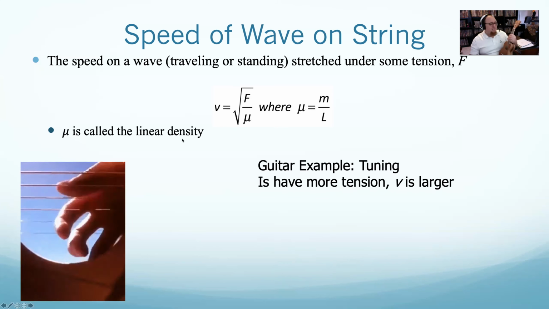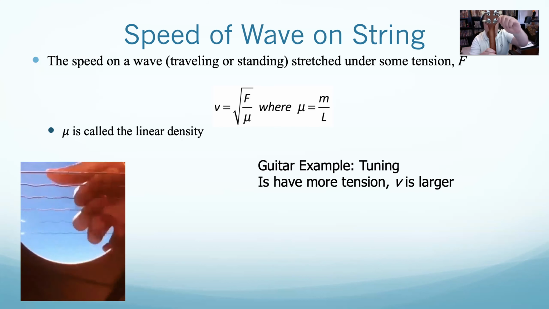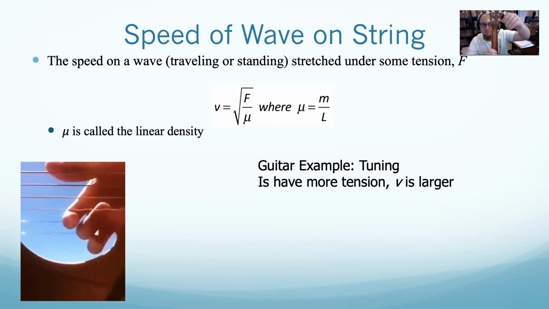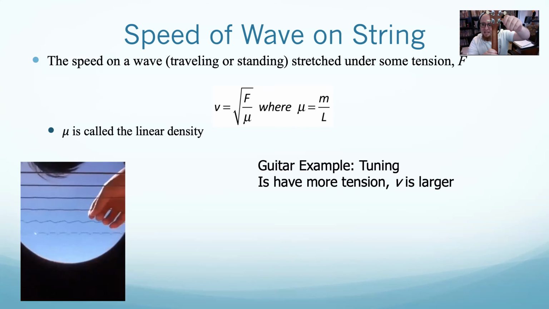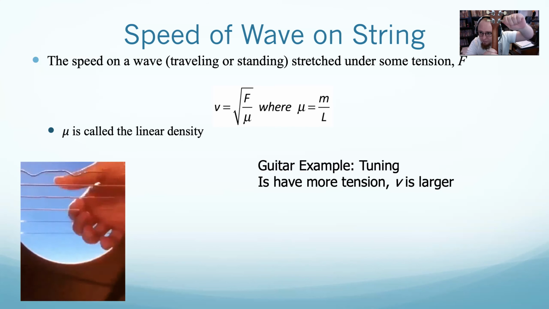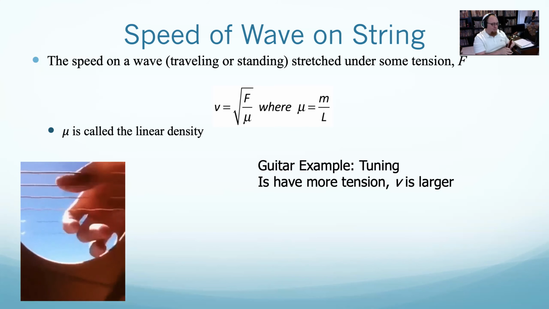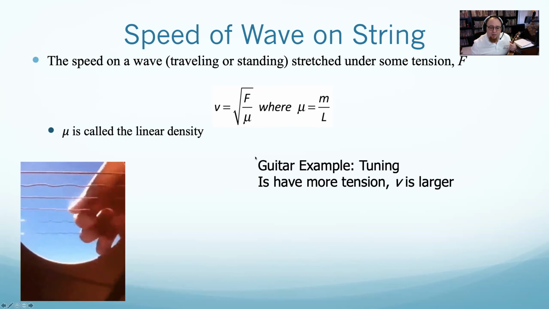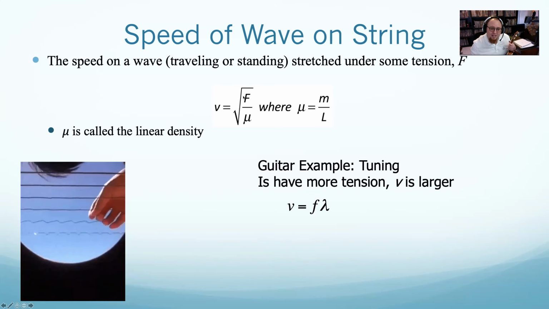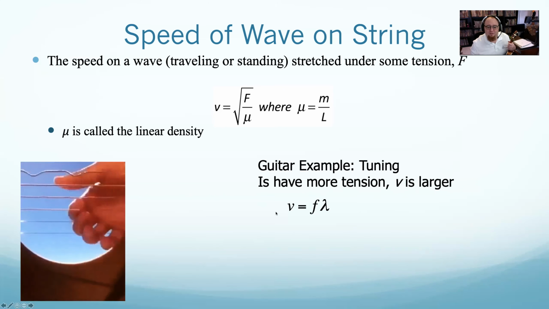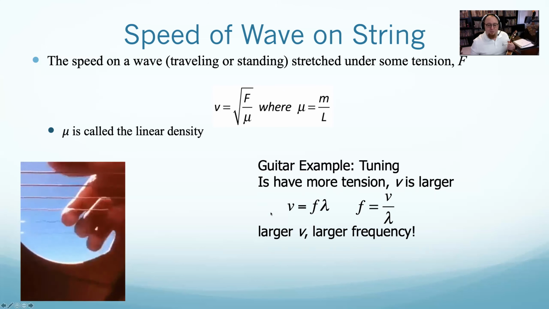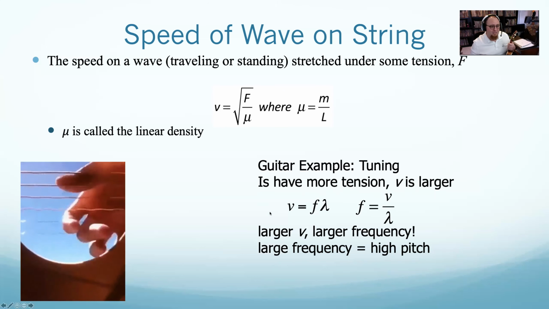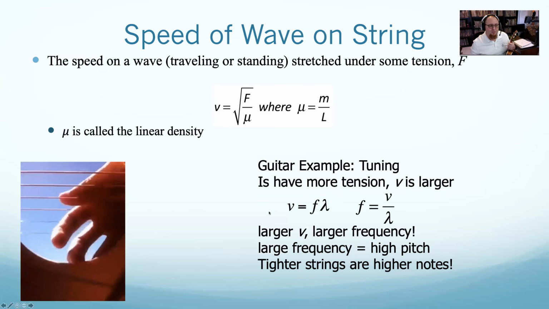If you increase the tension, which I have to have this facing me to figure out which way is increasing. Okay, let me go down a bit and make sure I don't snap a string in my face. If I increase the tension, you can hear that frequency going up. It's probably over tightened. The frequency is going up because the tension is going up. If the tension goes up, V goes up. If V goes up, F goes up. Larger frequency, higher pitch. Tighter strings are higher notes.